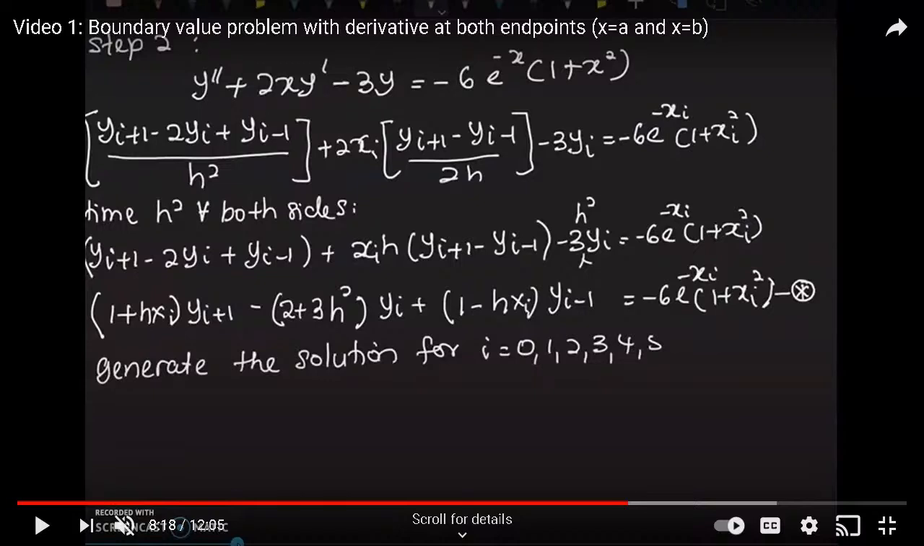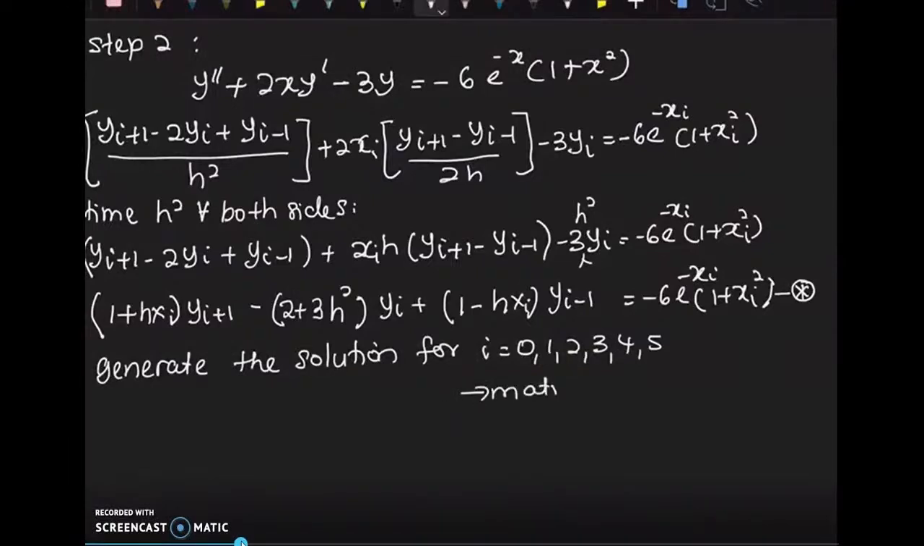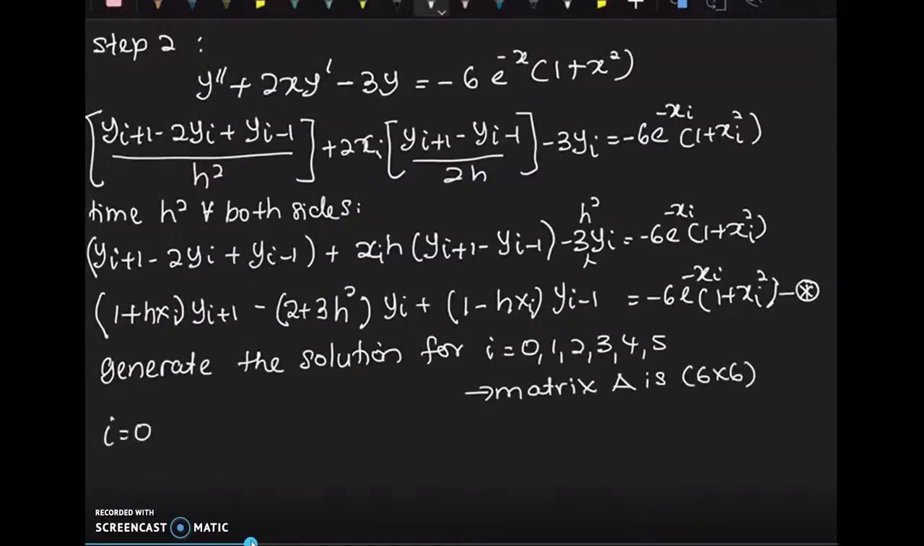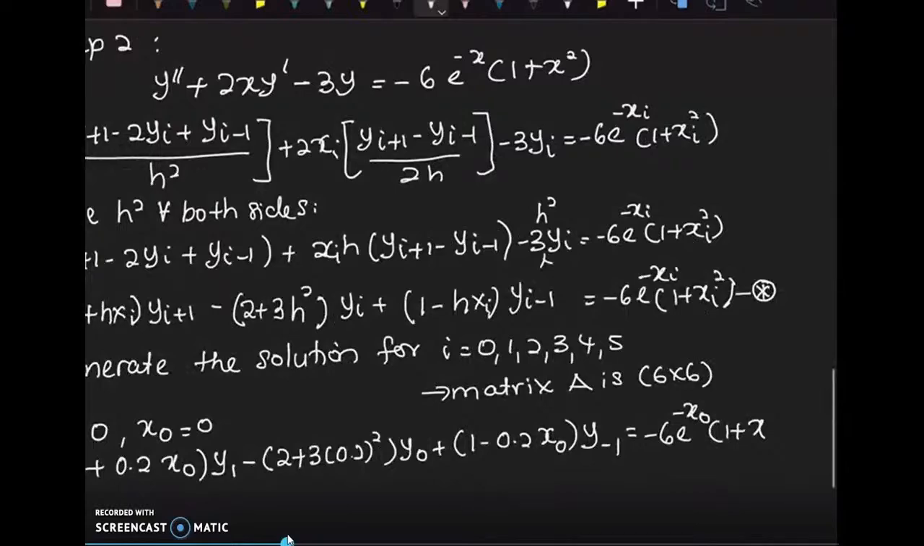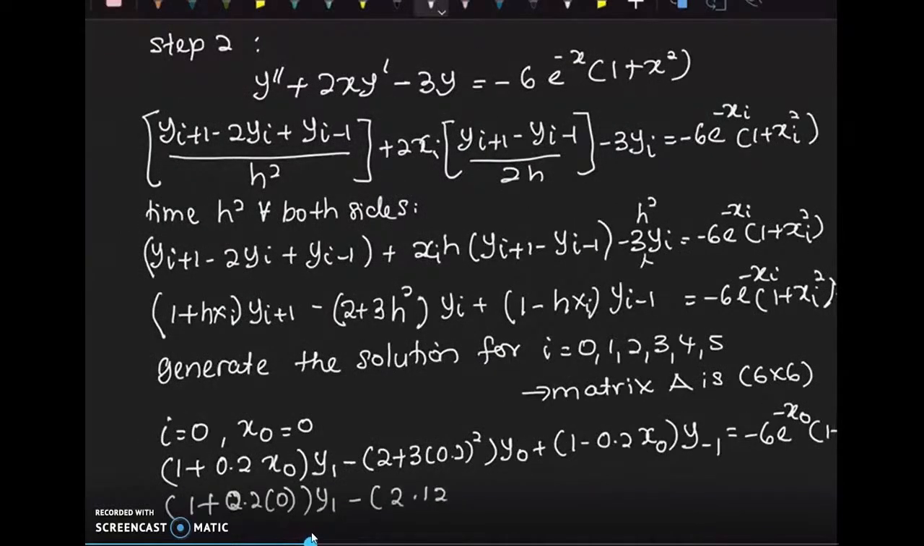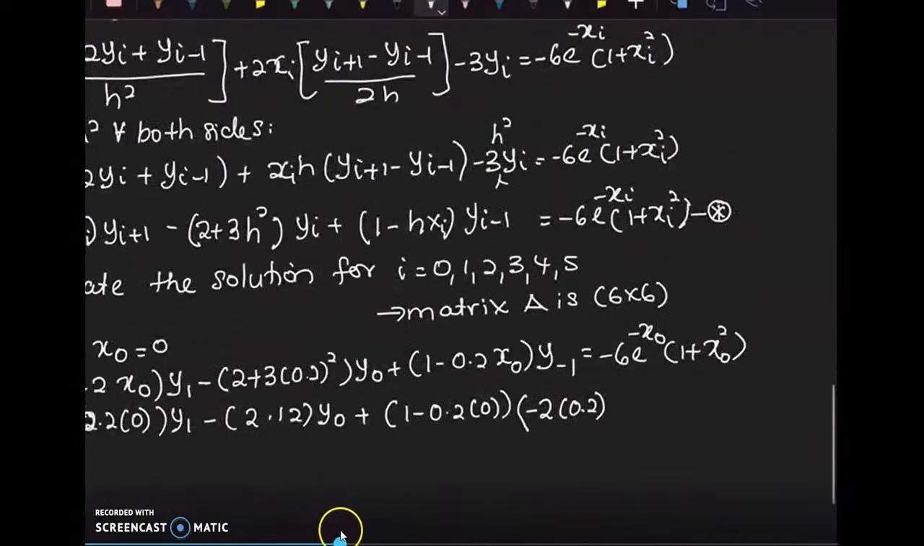You know xi from the grid on the x-axis, it is a real number. And h you are given in the question. And then generate the solution for i equal to 0, 1, 2, 3, 4, and 5. So you are creating a 6 times 6 matrix. Wow! You generate the grid, the expression when i equal to 0, from the star. Be careful, don't give up. Put in 1 by 1, put inside the value of x naught and the value of h.